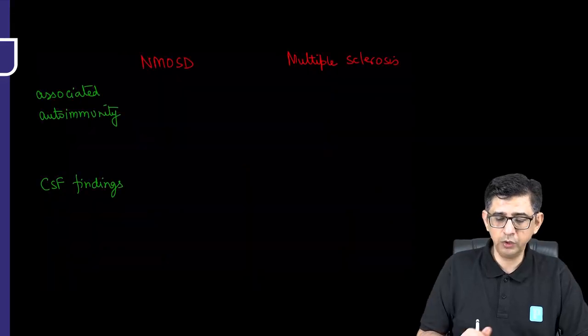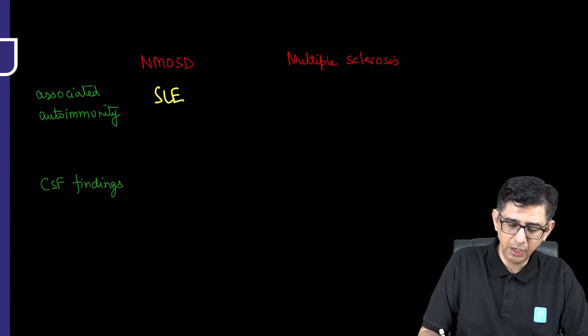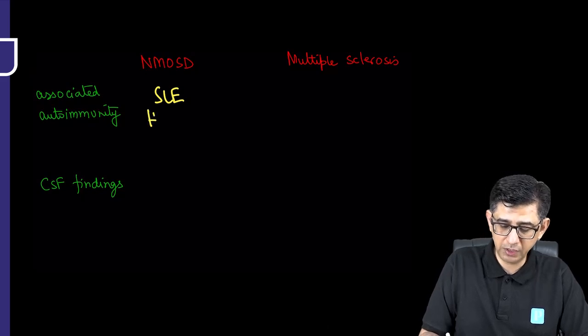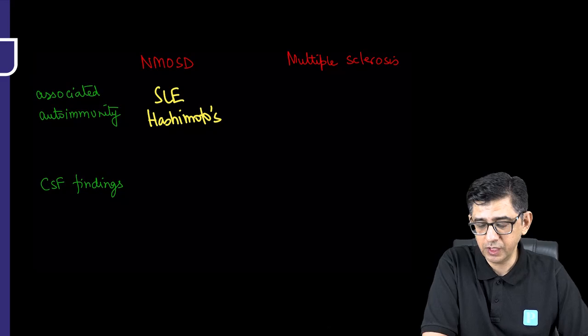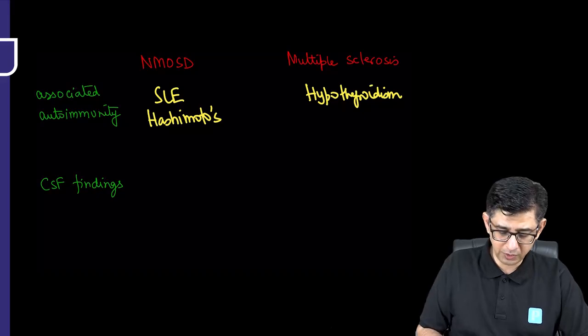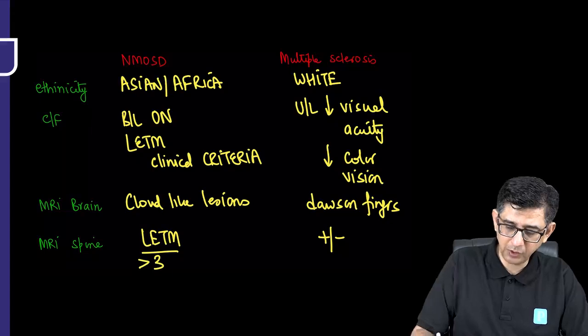Then association with autoimmune disorders will really not help, but just for the sake of completion, as far as the left hand side is concerned, NMOSD association can be with SLE, or with Hashimoto's thyroiditis, or with P-ANCA associated vasculitis. Multiple sclerosis again is associated with an autoimmune disorder, that would be hypothyroidism. So this slide will not help in diagnosis. The main diagnosis would be based on the aspects which I mentioned on this particular slide.